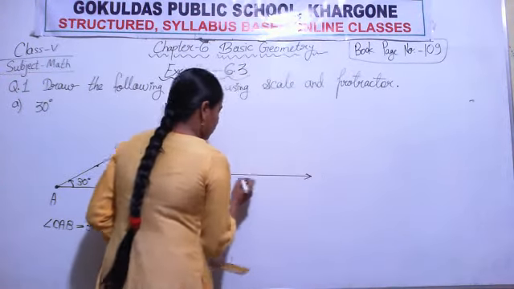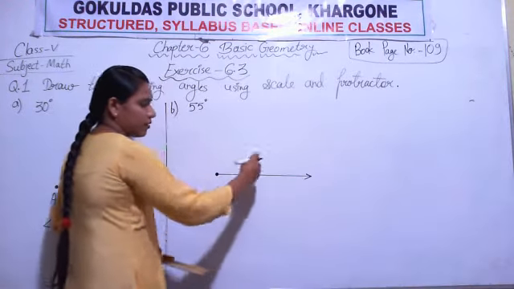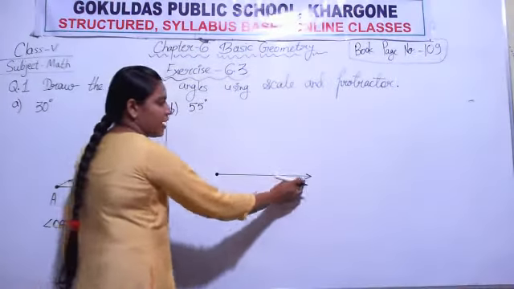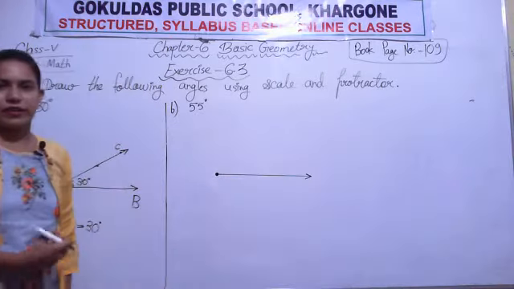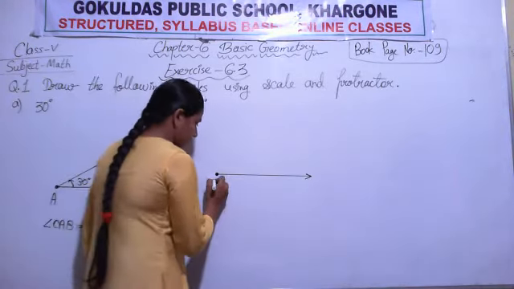Okay. It is a ray, one end point and at the other point we can extend it. That is why I am showing it by an arrow. Okay, now give a name to this ray. You can give any name. I am giving AB.